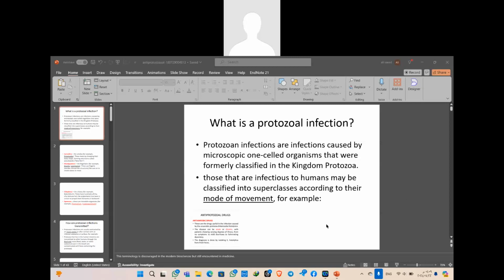السلام عليكم. نكمل موضوعنا مع البروتوزوال انفكشن. في الجزء السابق أخذنا في الانترودكشن حول البروتوزوال مايكرو البروتوزوا infection causative agents. In this lecture we are talking about antiprotozoal drugs.